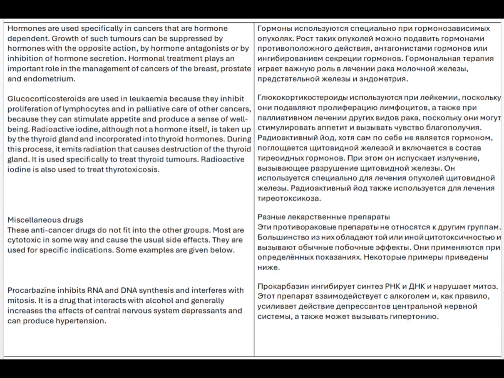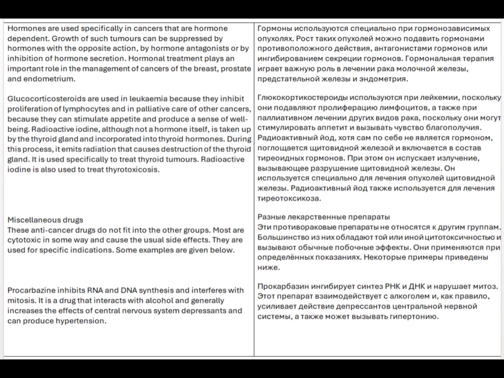Radioactive iodine, although not a hormone itself, is taken up by the thyroid gland and incorporated into thyroid hormones. During this process, it emits radiation that causes destruction of the thyroid gland. It is used specifically to treat thyroid tumors. Radioactive iodine is also used to treat thyrotoxicosis.